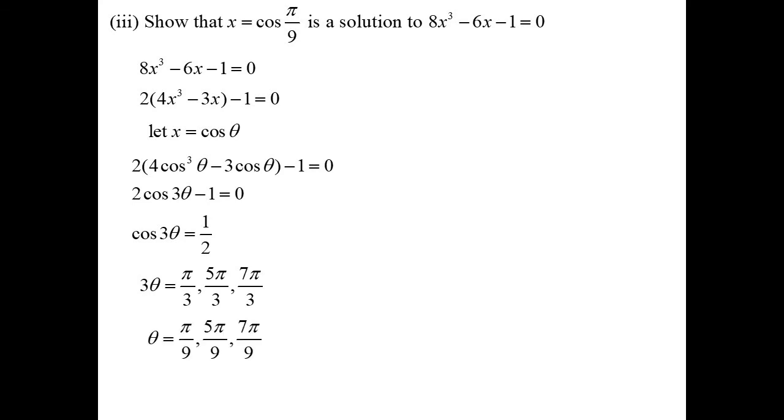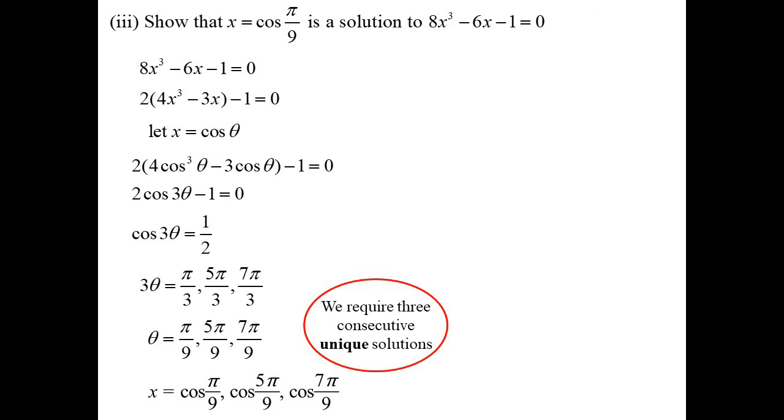Divide by 3, there they are. Pi on 9, excellent, that's what I'm looking for. 5 pi on 9 and 7 pi on 9. I've probably done more than what they wanted, but I've ended up finding all 3 solutions. There you go, so that's what I was saying.